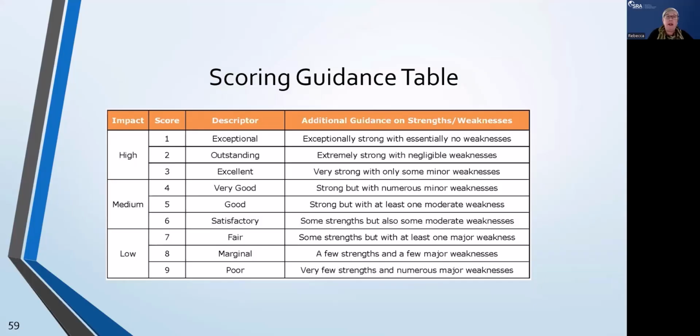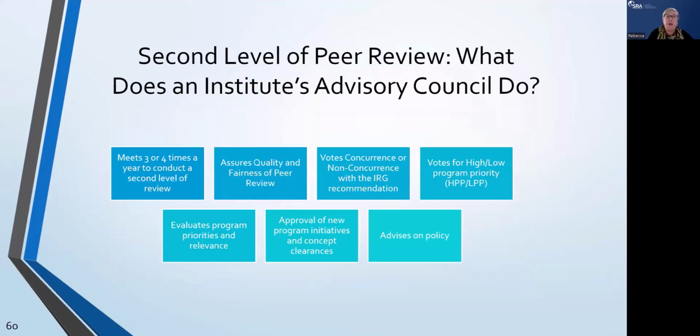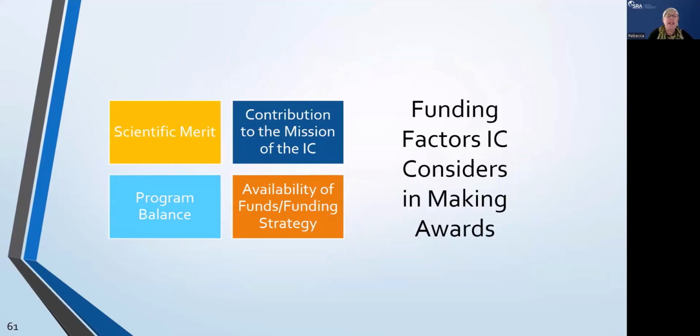The second level of peer review is done by council. Council doesn't vote thumbs up or thumbs down, but they generally give concurrence. Only on a handful of exceptional grants will they actually vote thumbs up or thumbs down. And the deal is they don't make the decisions. The actual council does not make funding decisions. The final decision-making authority rests with the institute director.